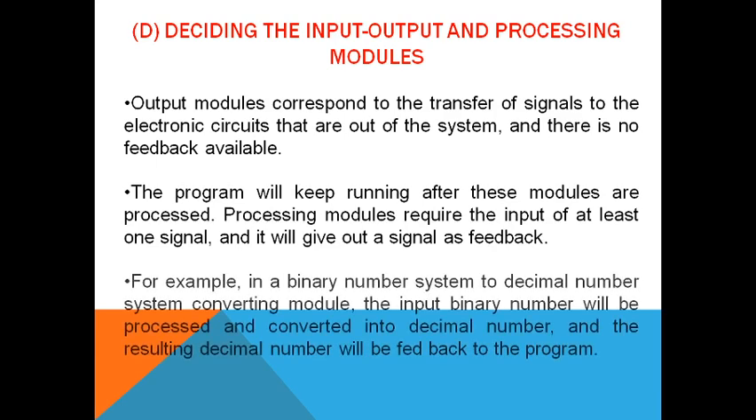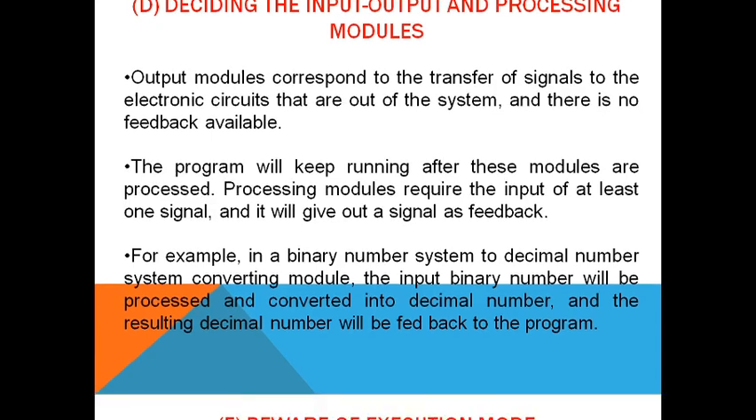For example, in a binary number system to decimal number system converting module, the input binary number will be processed and converted into a decimal number, and the resulting decimal number will be fed back to the program.